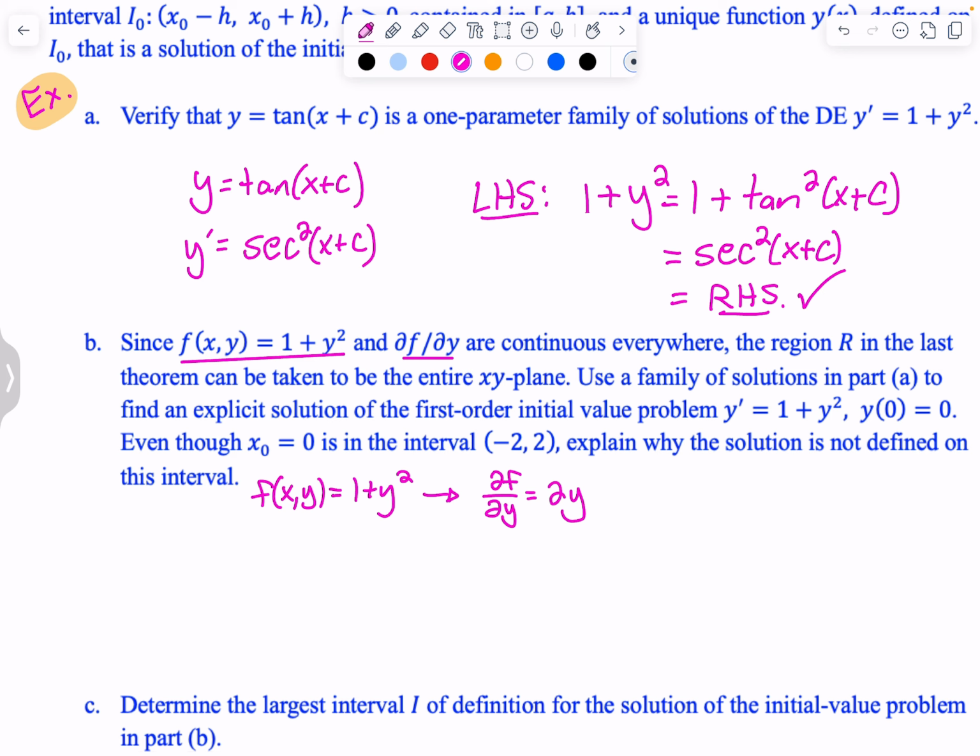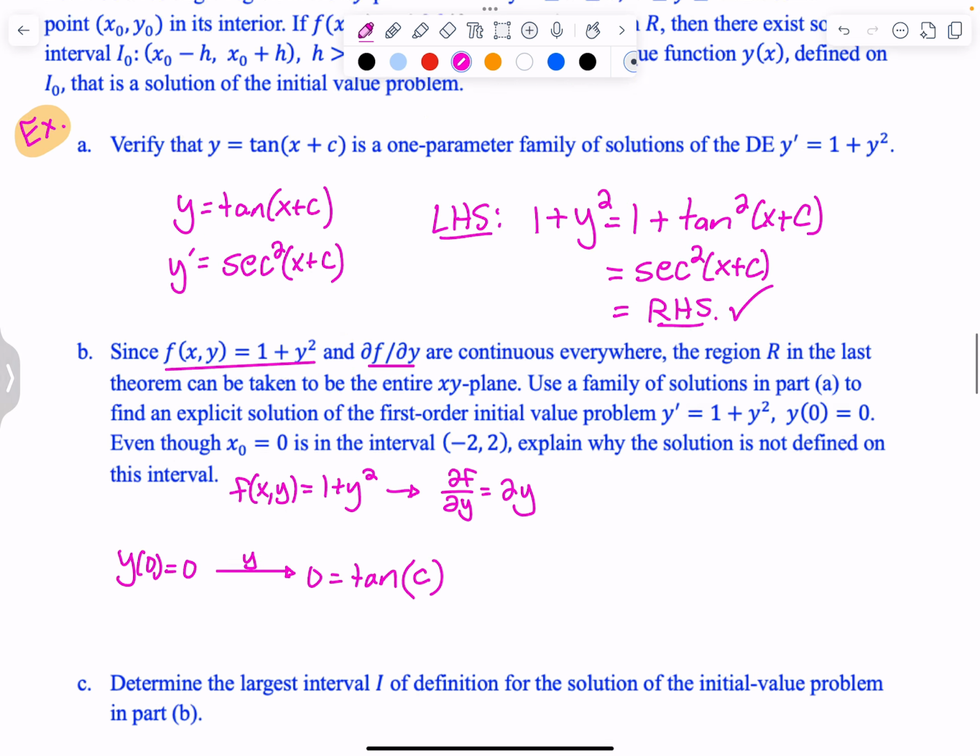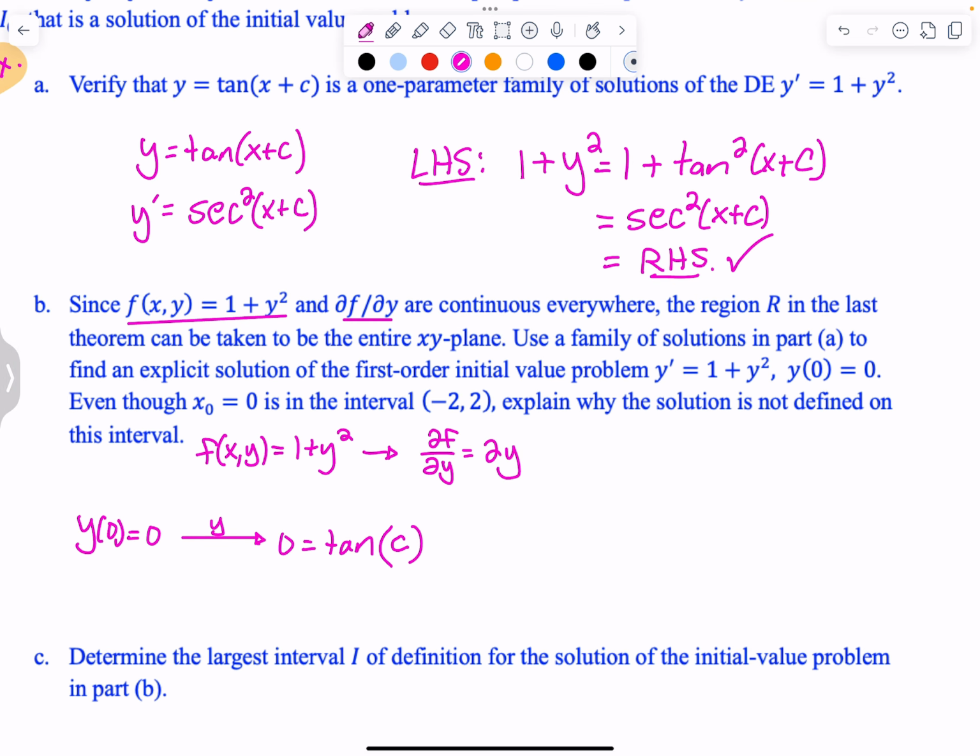Okay, it says use the family of solutions in part A to find an explicit solution of the first order IVP. And it's that exact same problem, but now they gave us y of 0 equals 0. Now I'm going to plug that into the function. So remember the function was y, right? I'm going to plug that into y. So I get 0 equals tangent of c. All right, so we have to do a little bit of trig here, which is, I guess, everybody's favorite. We want to know for what values of c will that work.